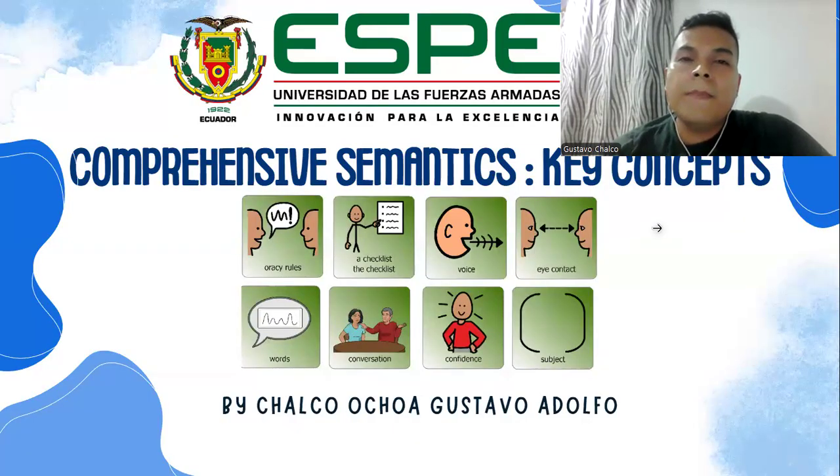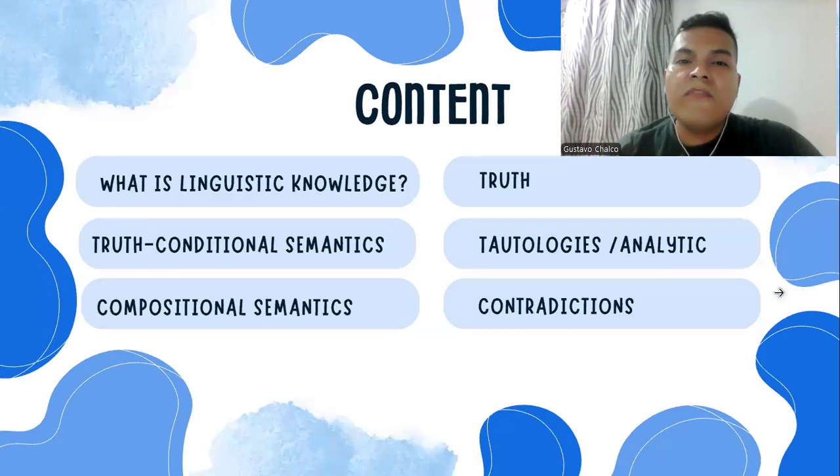Hello everyone, my name is Gustavo Chalco, and today I'm going to talk about some key concepts from Units 6 and 7 of Semantics. I will cover linguistic knowledge, truth conditional semantics, compositional semantics, truth, tautologies, analytic sentences, and contradictions.